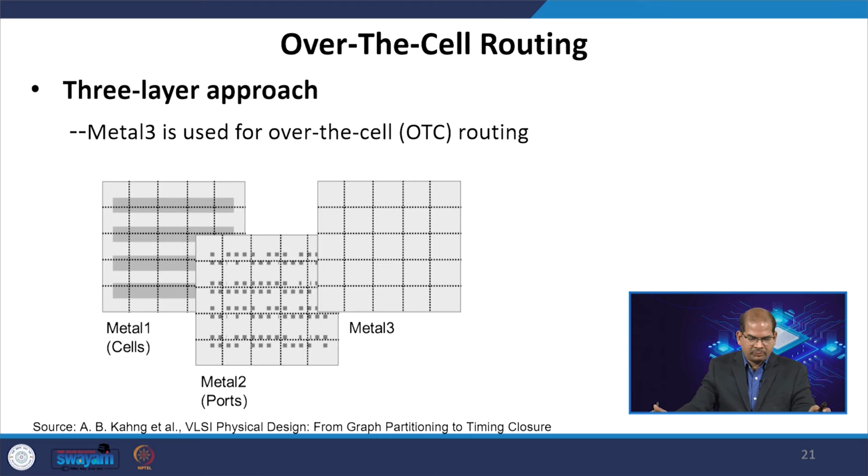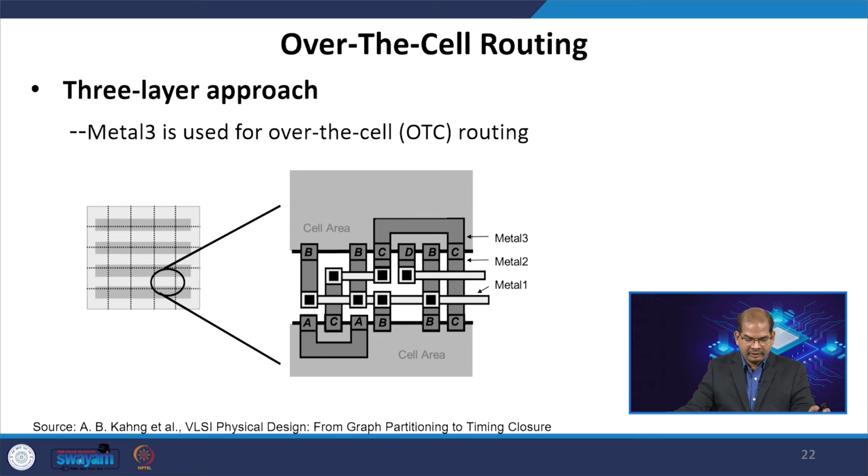Whenever you are going for 3 layer routing, you have metal 1 and metal 2 as the ports, and metal 3 is used above the cell for routing. Metal 3 is used for the over the cell routing. So, this is a solution here. What is happening here is that we have 2 blocks, this is B1 and this is B2, and we have a channel. It is not standard cell routing, actually; you have 2 blocks and you have a channel.